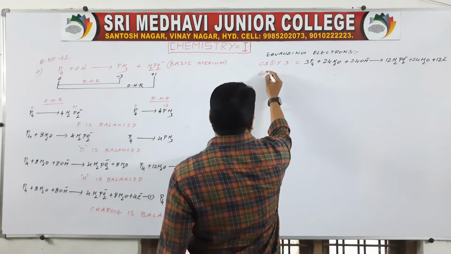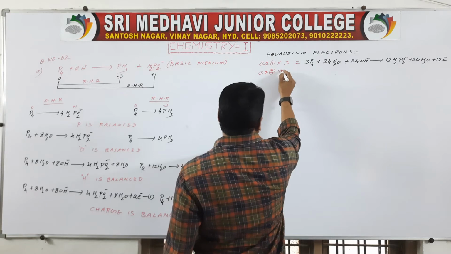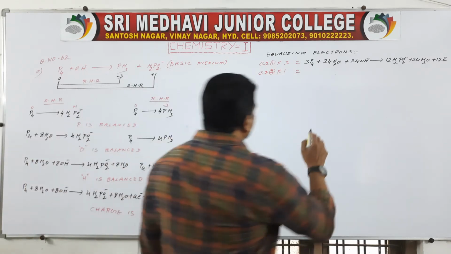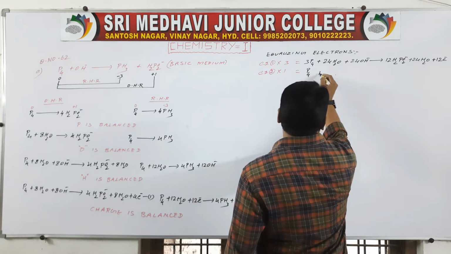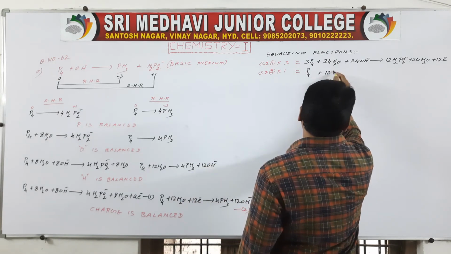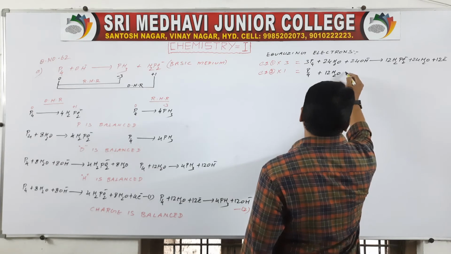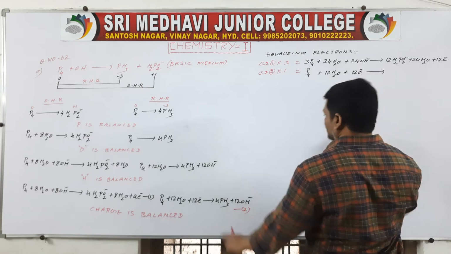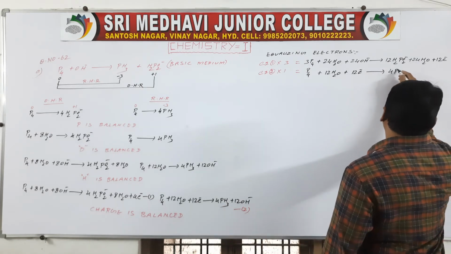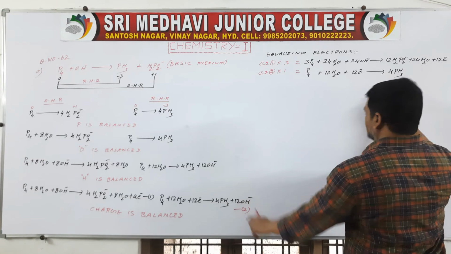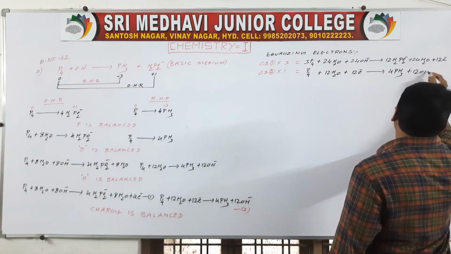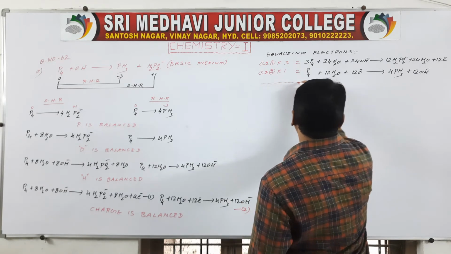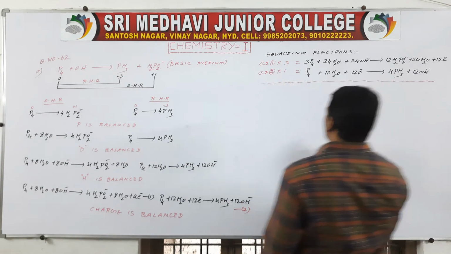Next, equation number 2 into 1. Then as it is I am writing P4 plus 12 H2O plus 12 electrons gives rise to 4 PH3 plus 12 OH minus. And now adding.